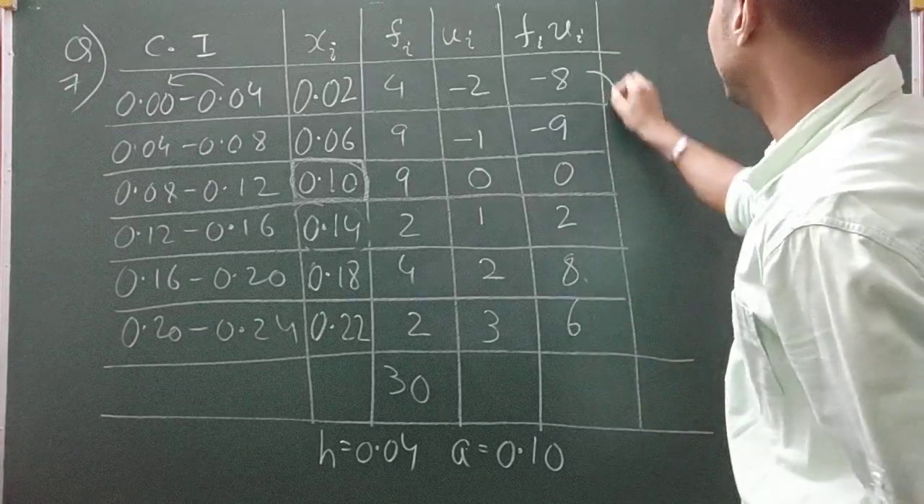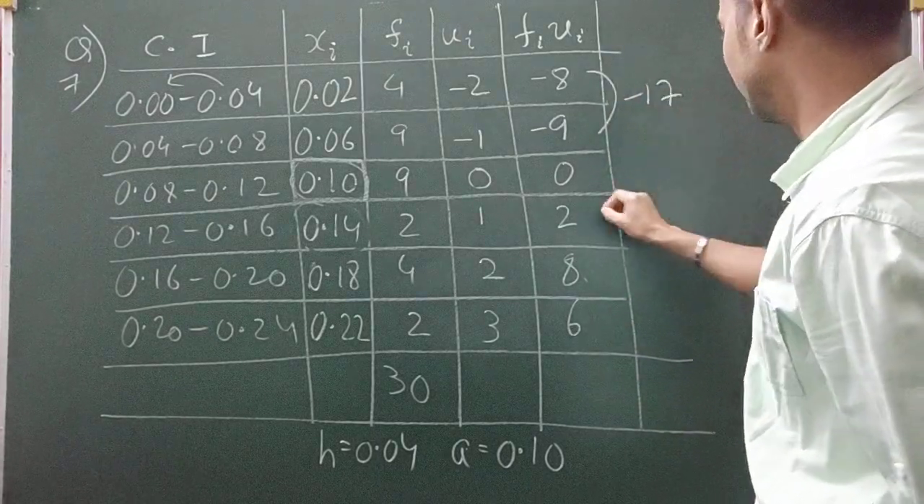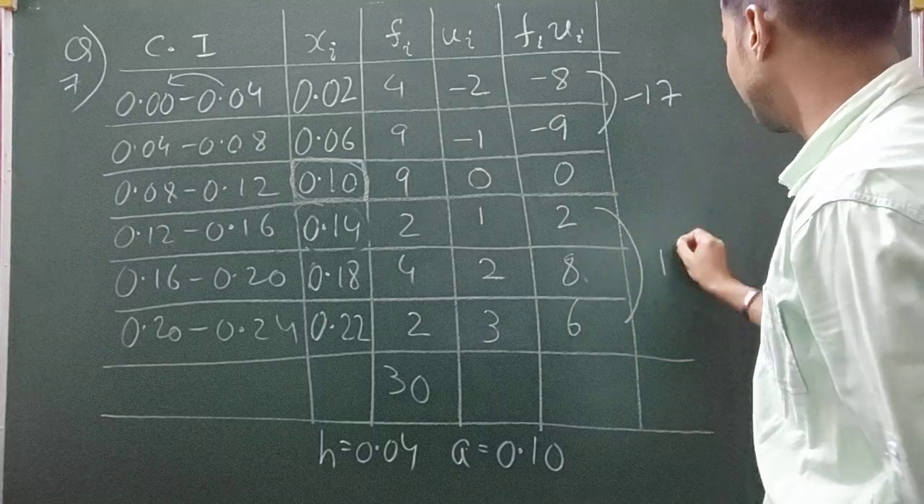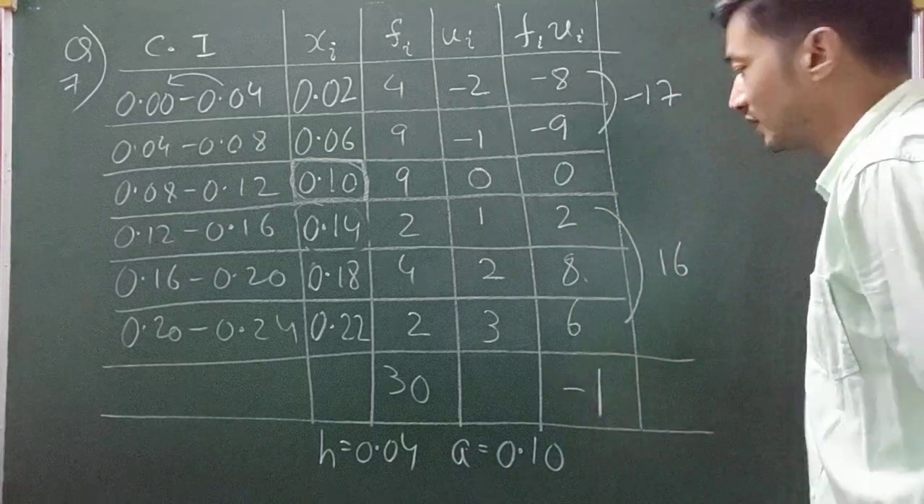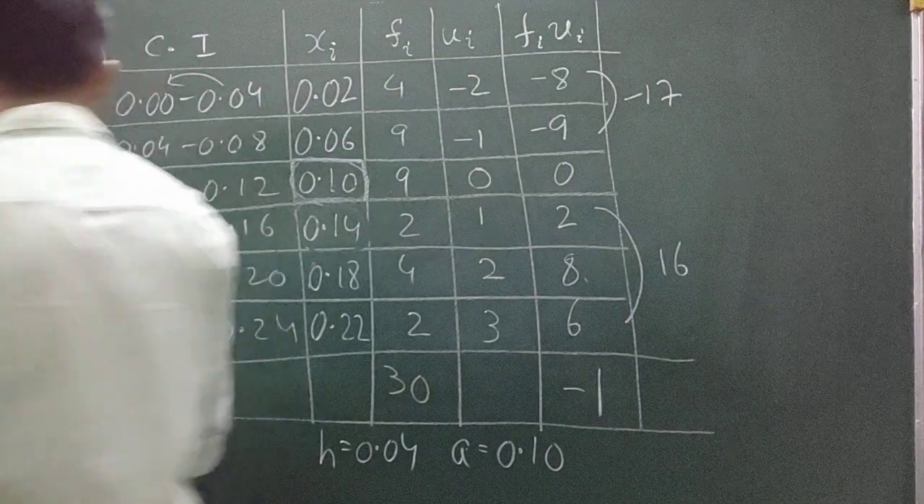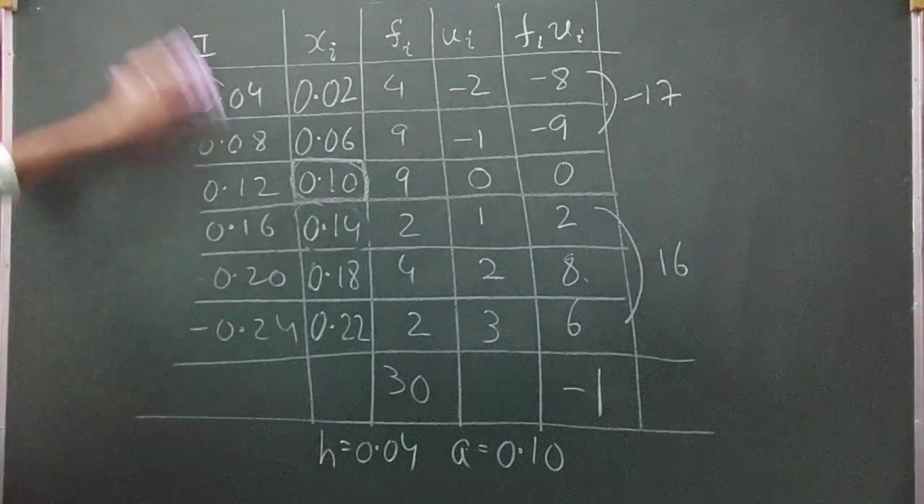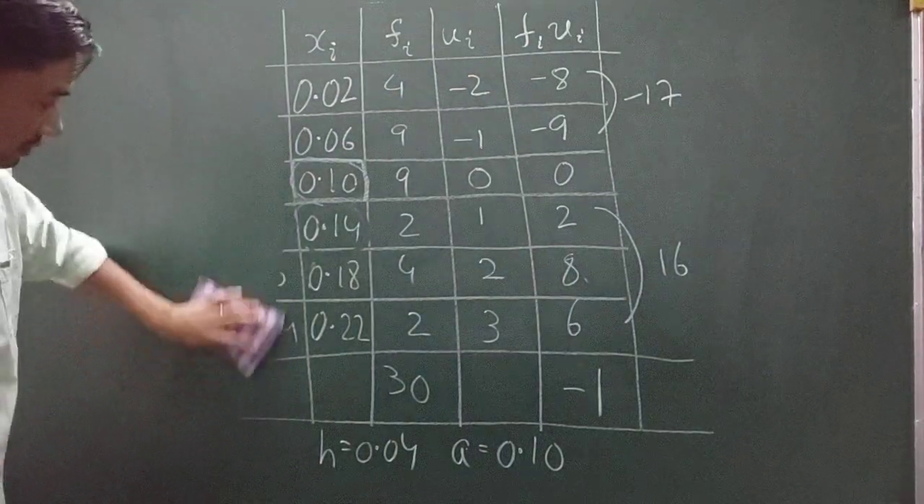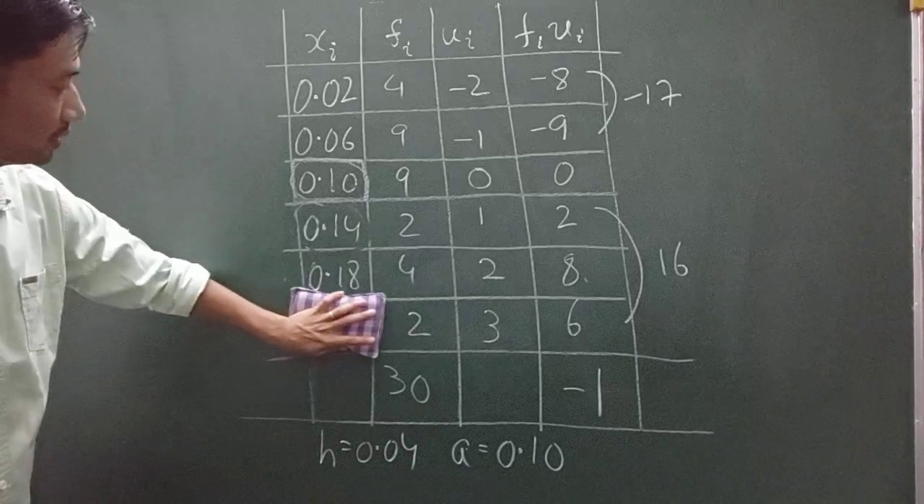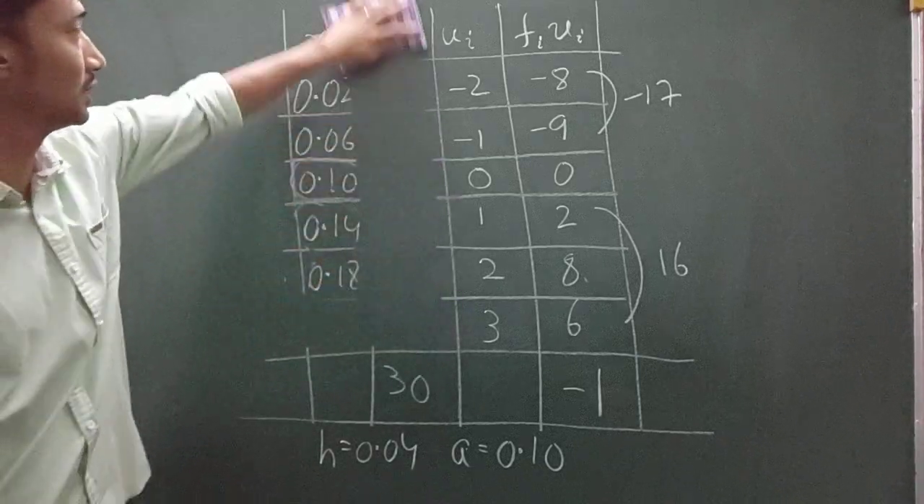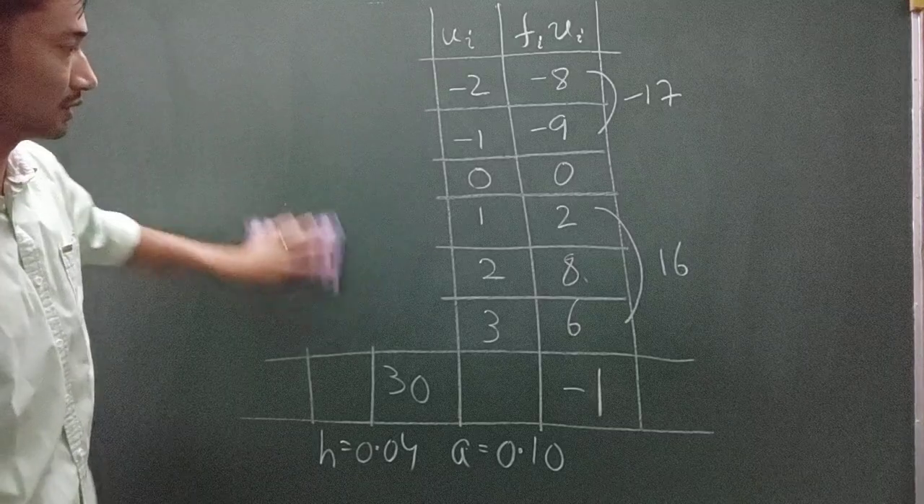So 9, 8, 7, and this one 8, 9, 10, 16, so minus 1. So we have almost all the values. Time to use the formulas. So this will not be needed, this one also will not be needed. You can pause the video there.